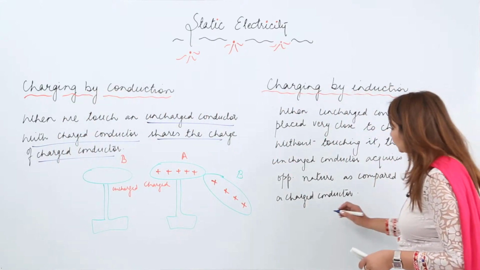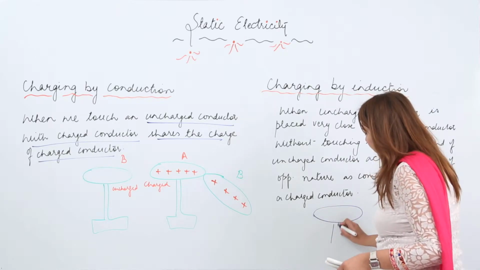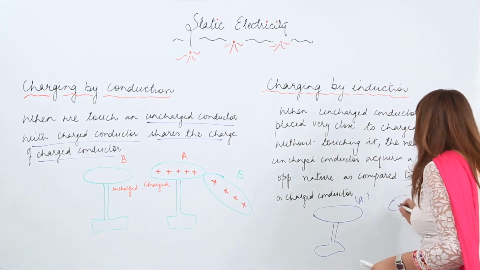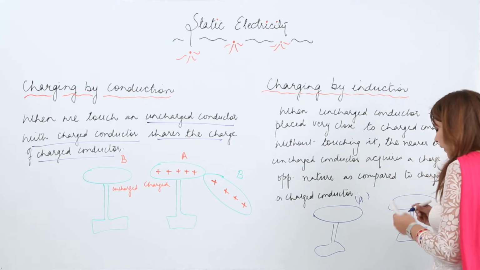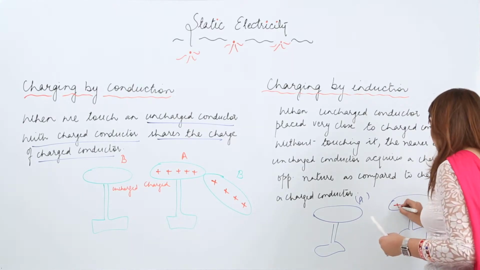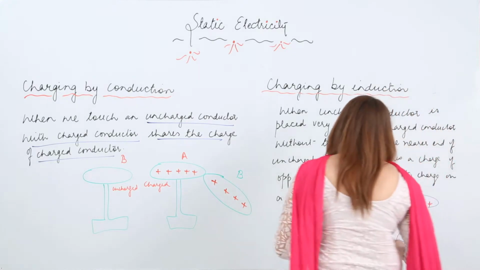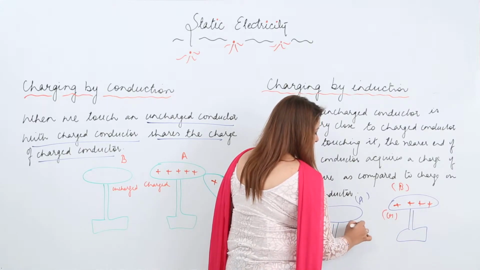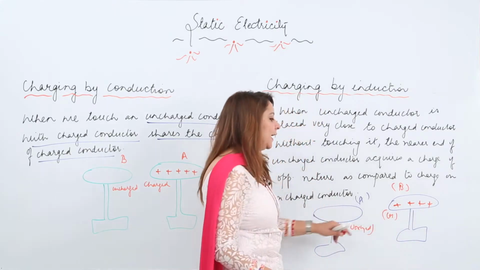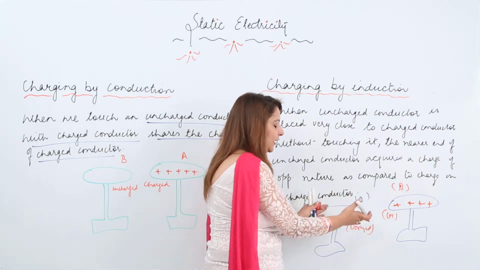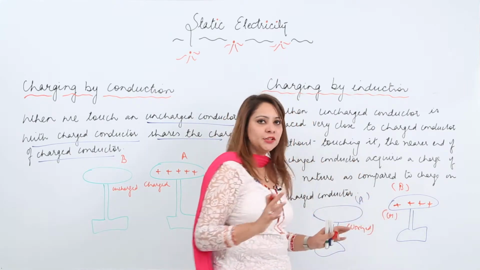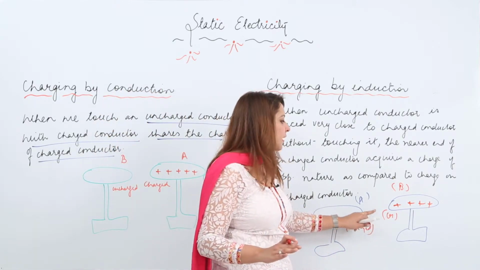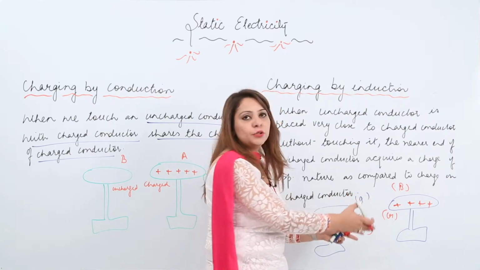Now what is induction? Suppose I have one uncharged body placed on a stand, and let's say this is A, and here I have the charged body, B. Let's say it has a positive charge. So this is charged as you can see, and this is uncharged. Now I'll just place them near, that means I'm not touching them, because in conduction I was touching them. Here we don't need to touch them. We are just placing the uncharged body closer to the charged body.